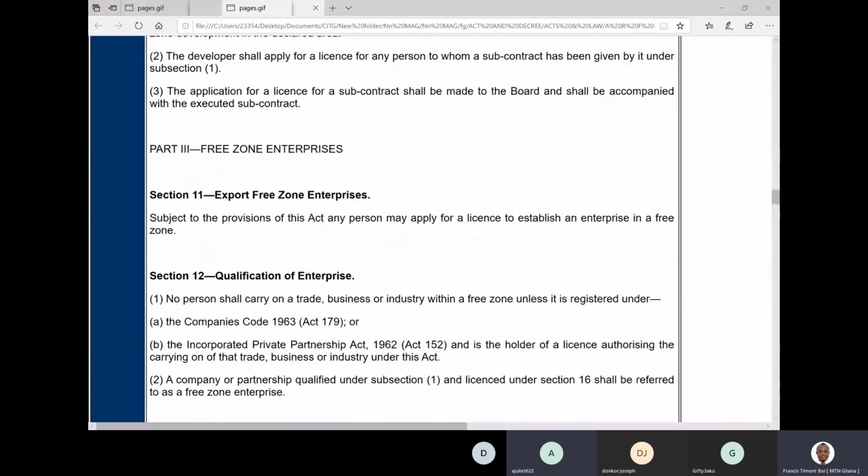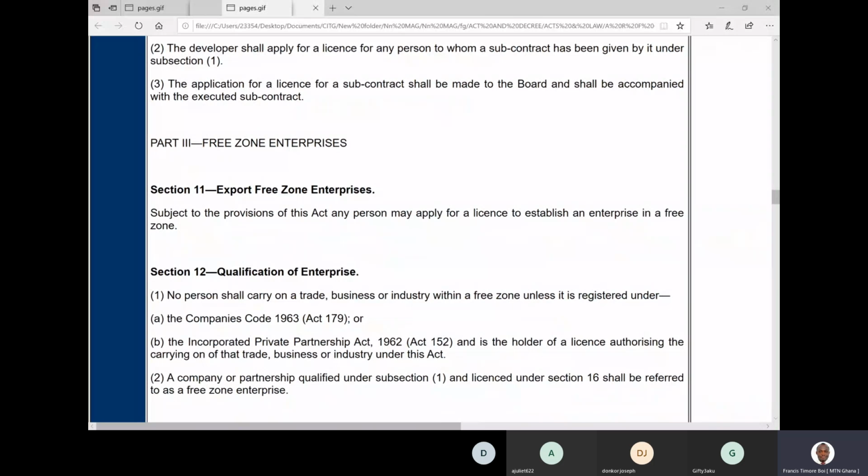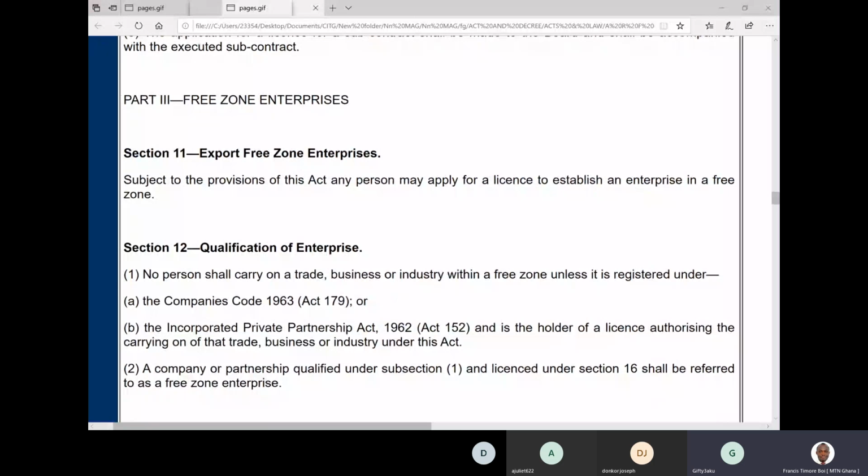So Siwa may be a free zone enterprise, and all the other companies that operate there, TT Brothers, I believe, are also one of them. They may also be free zone enterprises. All the companies that are located there, Blue Skies, is also a free zone enterprise. So let's look at their qualifications and the other stuff. Section 11. Export free zone enterprises. Subject to this act, a person may apply for a license to establish an enterprise in a free zone.